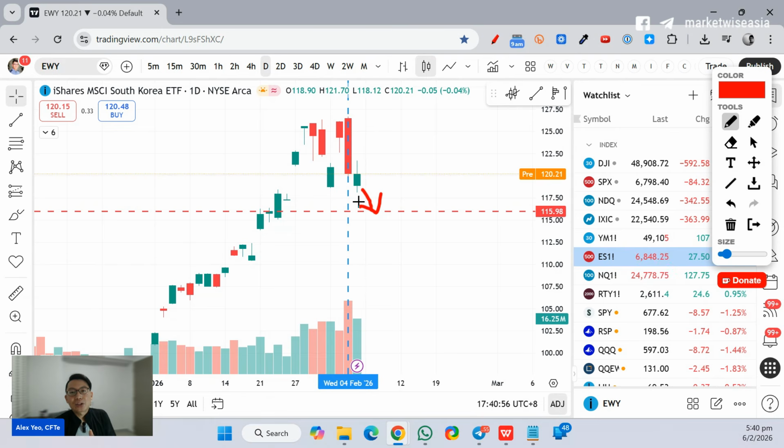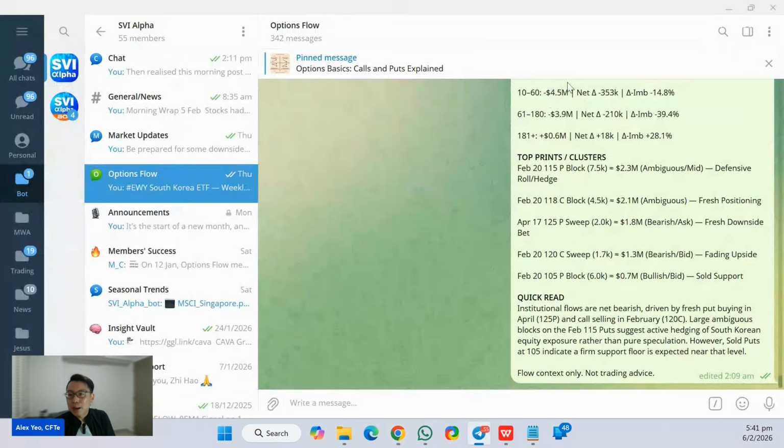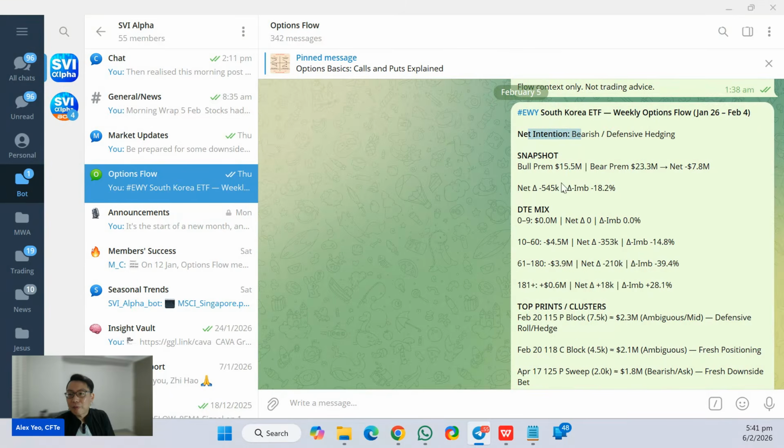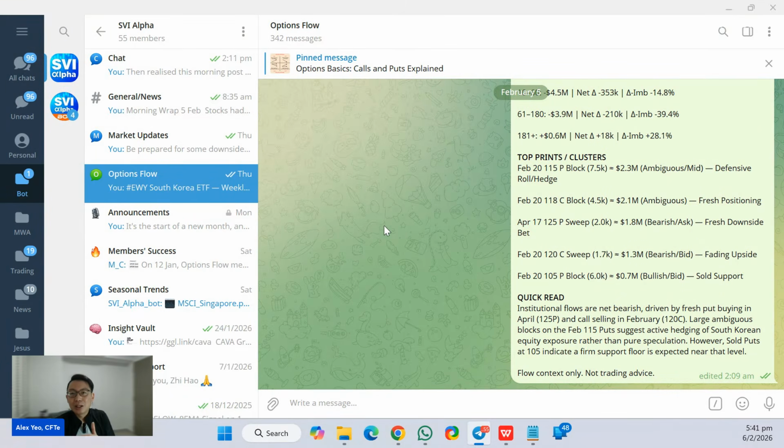But the key thing is, I anticipated that there could be some downside on this EWY Korea ETF, and this is the power of the options flow, which I mentioned to my members earlier on the 5th of February. So there is no hindsight. It doesn't mean that I know it will drop, but it just tells me that I am looking at this EWY.